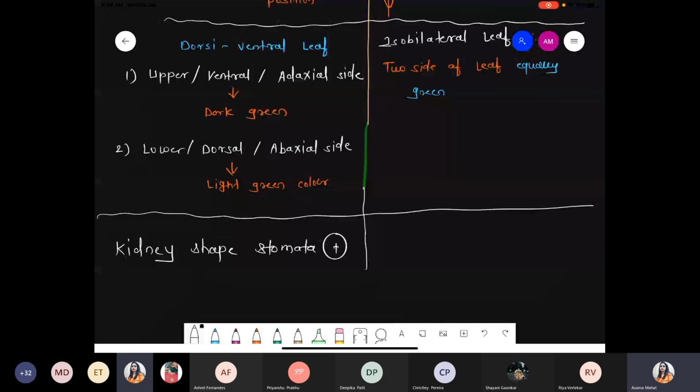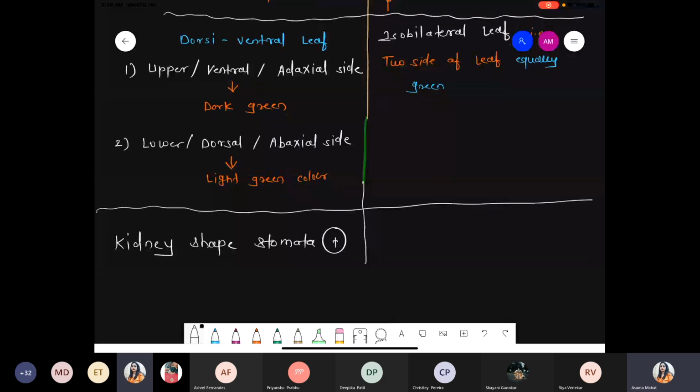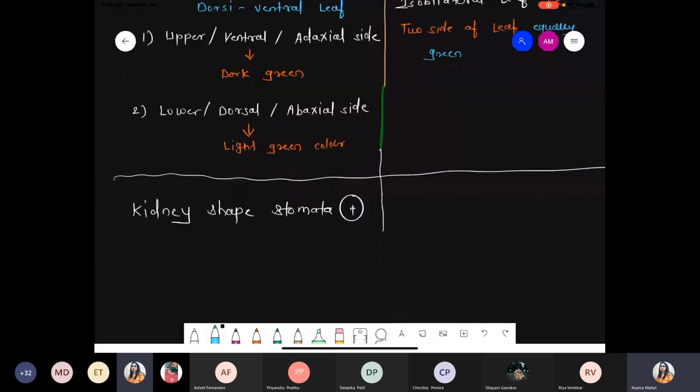Now, we are talking about kidney shaped stomata, in this point of view the shape is definitely kidney. But along with the kidney shape, they represent the amphistomatic condition. What is the meaning of the amphistomatic condition? The number of stomata present on the upper side and the lower side totally varies. So that's why we are using the word amphistomatic condition.